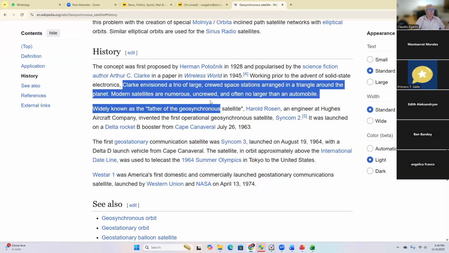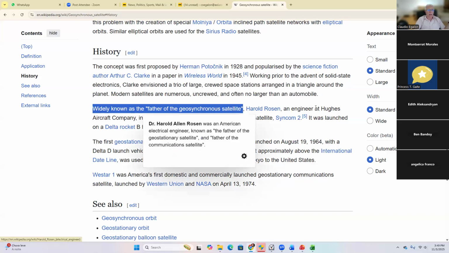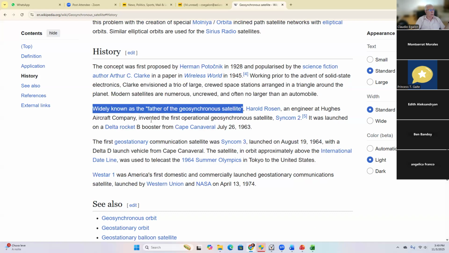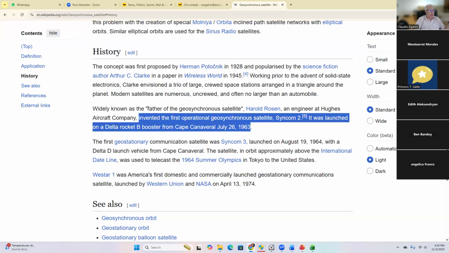Modern satellites are numerous, uncrewed, and often no larger than an automobile. The father of the geosynchronous satellite, widely known as the father, is Harold Rosen, an engineer at Hughes Aircraft Company. I believe it's in Los Angeles, Canoga Park, I presume. He invented the first operational geosynchronous satellite, Syncom 2. It was launched on a Delta B rocket booster from Cape Canaveral, July 26, 1963. Okay. First geosynchronous communication satellite, or Syncom 3.